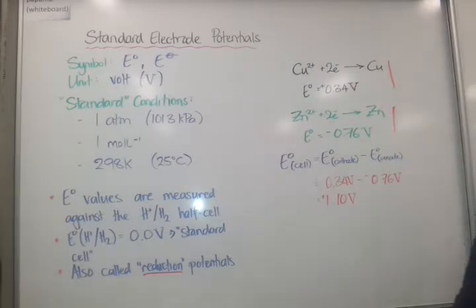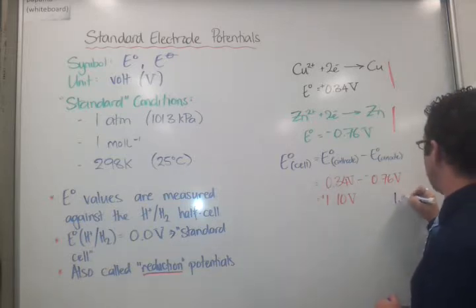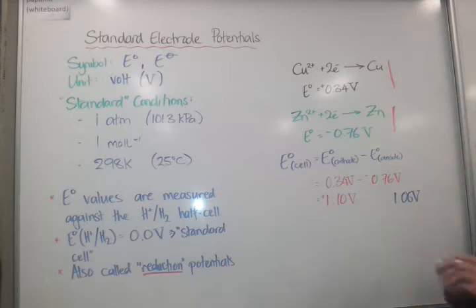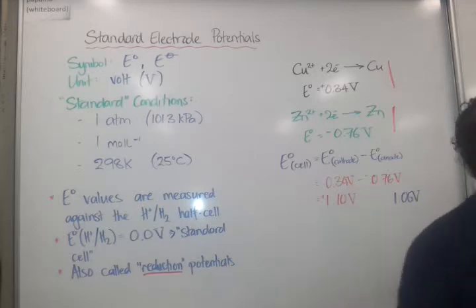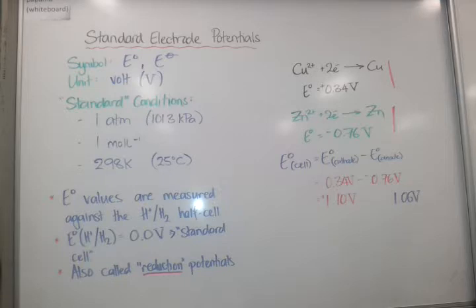Now on my voltmeter sitting in front of me, it says 1.06 volts, which is a little bit lower. But there are reasons for that. One is that we're not using 1 mole per litre solutions, so that does have an effect. Another one, it's not 298 Kelvin, 25 degrees Celsius. So those do have an effect on it. All right?